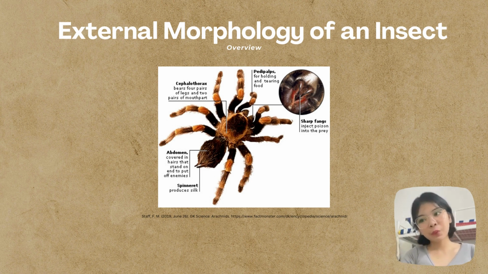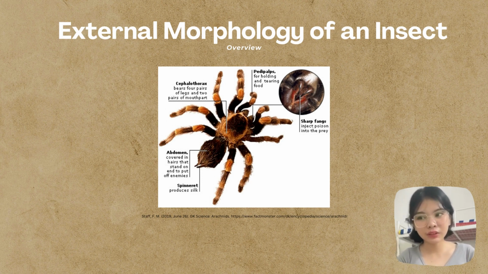Next is the abdomen. The abdomen is the rear portion of the body. It houses the internal organs including the reproductive and digestive systems. In some arachnids like spiders, it also contains the silk glands.